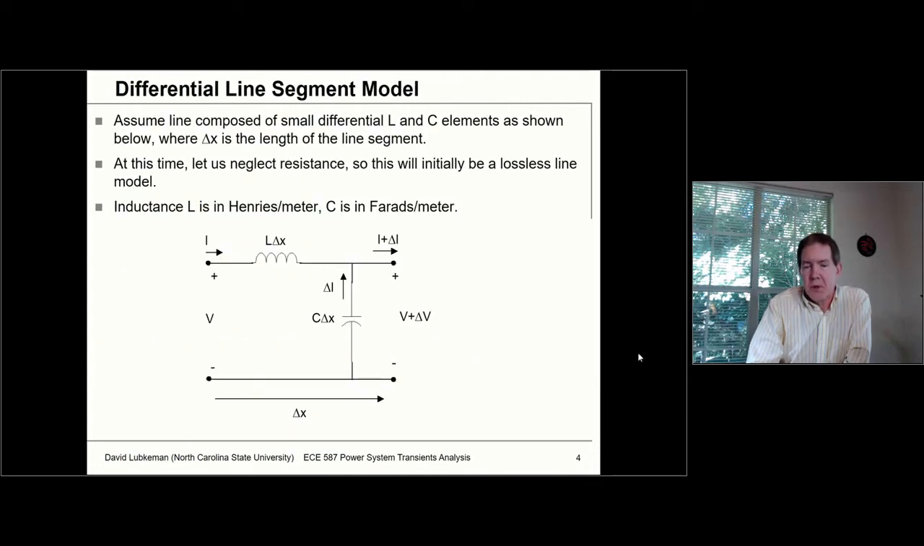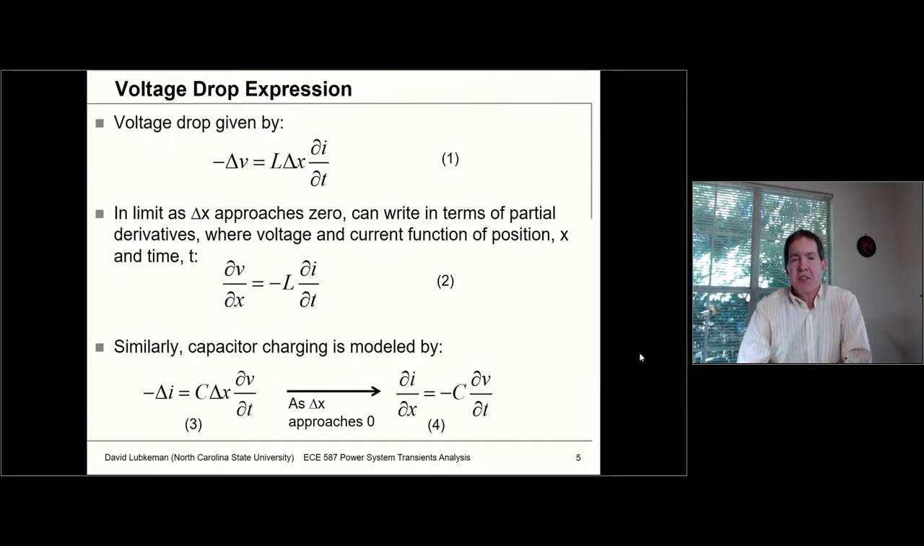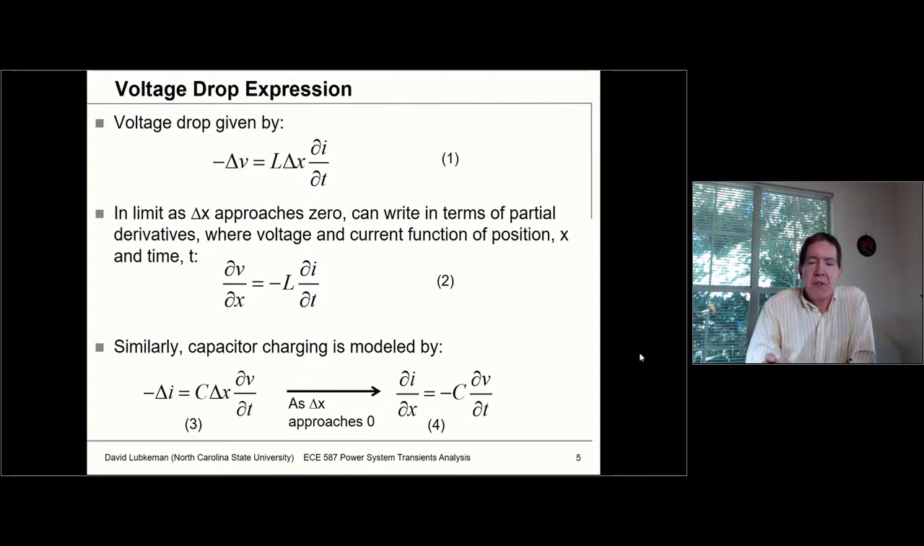So when we write the equations out, we can start off by writing differential equations. Basically, the change in voltage, or actually minus the change in voltage because of the way I oriented the direction of x, is going to be the inductance times the change in current with respect to time. And then in the limit as delta x becomes small, we're going to have partial derivative equations. So we can say the partial of v with respect to x is equal to minus L times the partial of i with respect to t.